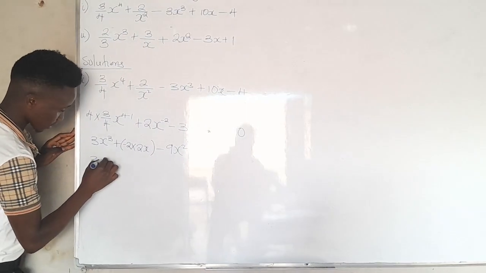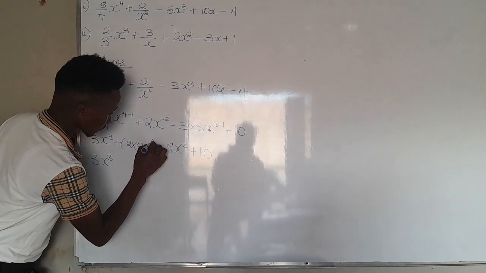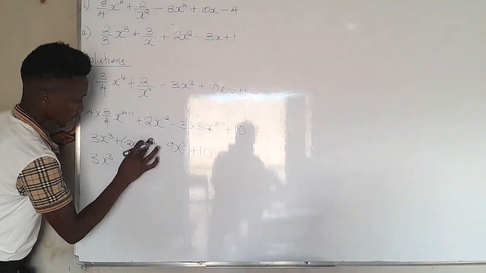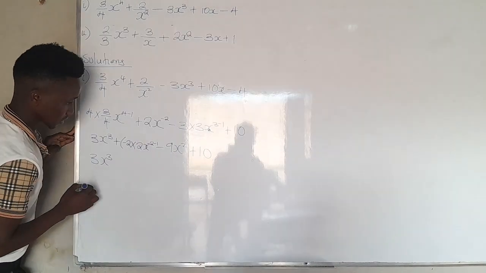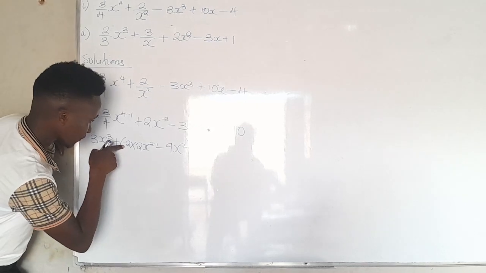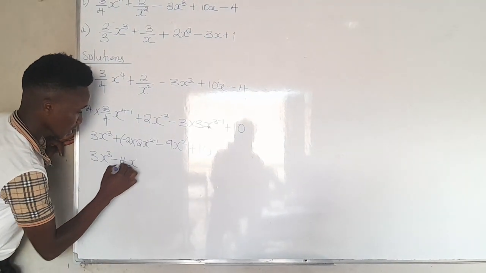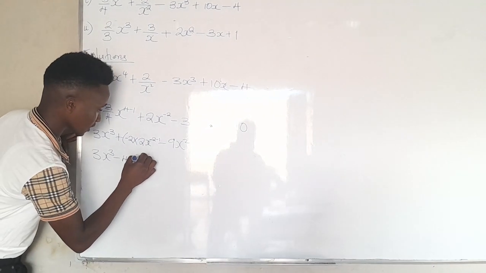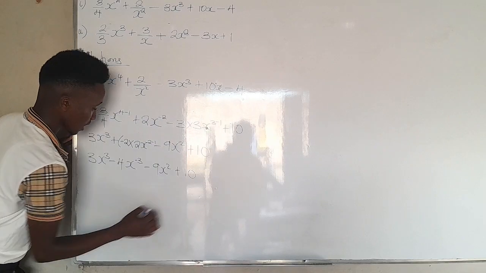So we have 3x to the power 3, then the negative 2 times it. So here we have the negative 2 minus 1. I forgot to subtract the 1. So negative 2 minus 1. Alright, so negative 2 times positive 2 will give us negative 4x, to the power negative 2 minus 1 will give us negative 3, minus 9x squared plus 10x.